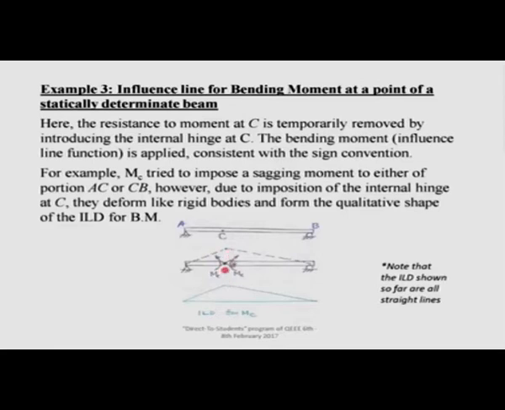Now, if I do that, this rigid part will go up, and this right rigid part will go up. If I still say this is a linear structure and there is not much difference between this length and this length, I can still say that this shape is replicating the qualitative shape of the influence line diagram for bending moment at C. So this should be enough to convince you that the influence line diagram for bending moment actually works.